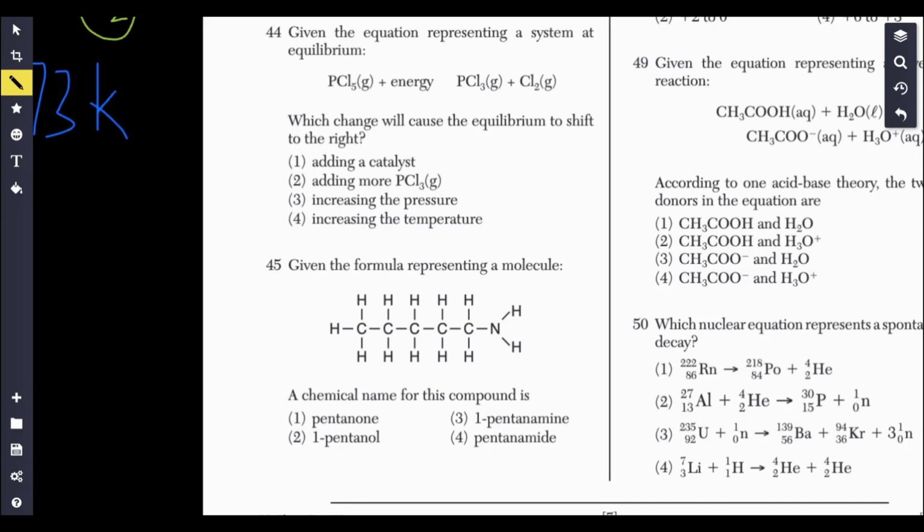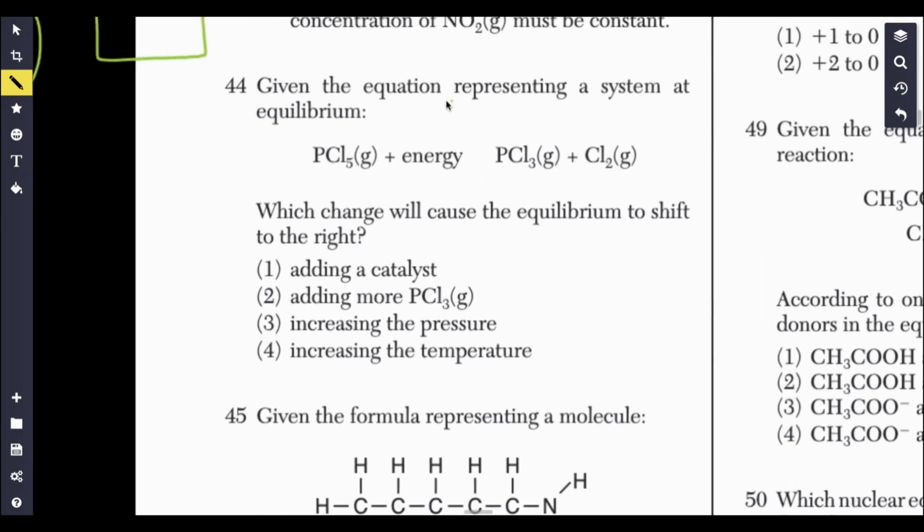Speaking of Le Chatelier's principle, we have this reaction at equilibrium. What change will cause the equilibrium to shift to the right? So we want the reaction to shift to the right. So how can we do this?